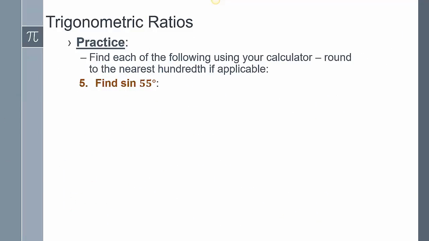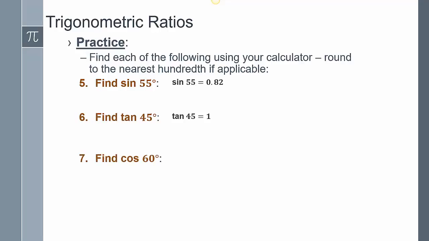So we can also find values for sine, cosine, tangent just using our calculator. So it says find each of the following using your calculator, and so I'm literally just going to enter the sine of 55 degrees in my calculator, and I'm going to get 0.82. If I enter the tangent of 45 degrees in my calculator, I'm going to get 1. If I enter the cosine of 60 degrees in my calculator, I'm going to get 0.5.